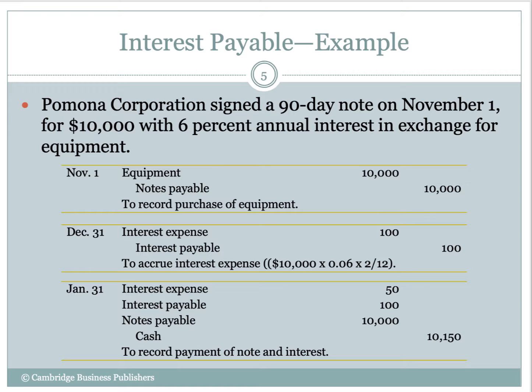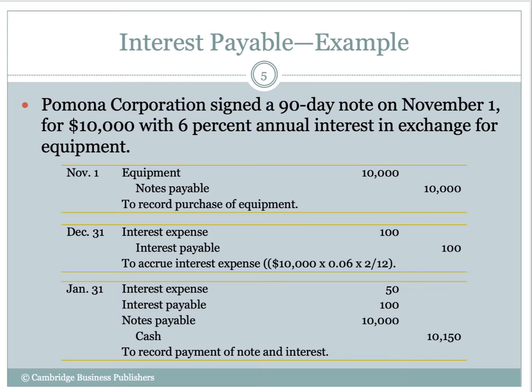Let's assume for a moment that we are Pomona Corporation and we sign a 90-day note. We sign it on December 1st. What are we getting for this? Well, we're getting $10,000 with 6% annual interest in exchange for equipment, okay? So we want to buy a piece of equipment to put into operations. We don't have the money for it, but the company was nice enough to say, you know what? Not a problem. You take it now, but you're going to sign a promissory note that says you're going to pay me in 90 days, and that includes interest. We say no problem.